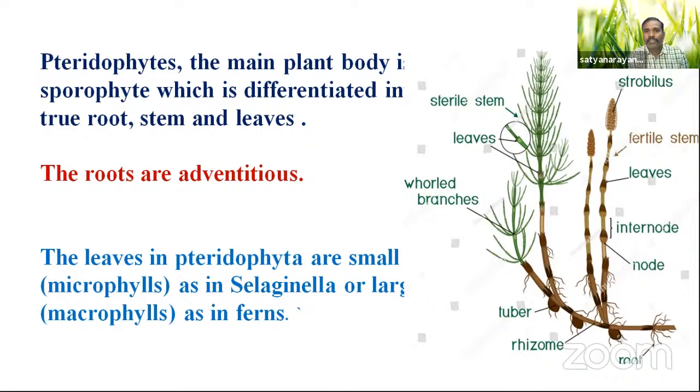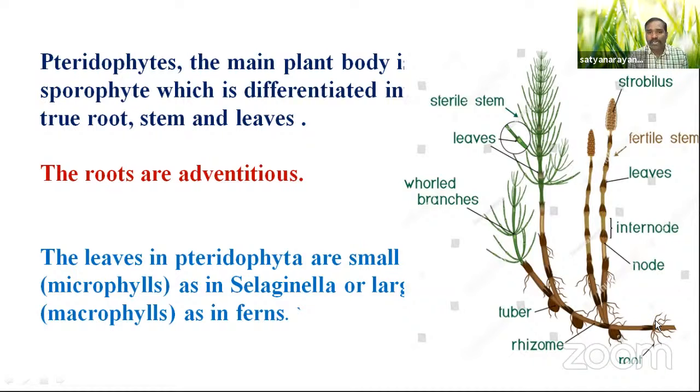But in pteridophytes, the main plant body or the dominating stage is the sporophyte, which is diploid in condition. The sporophyte is differentiated into root, stem, and leaves. Here you can see the roots, the adventitious roots or fibrous roots, are developed.